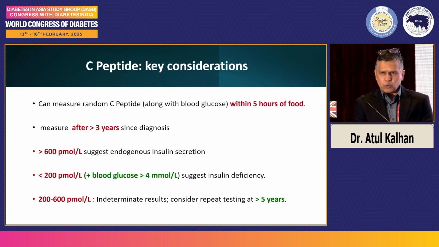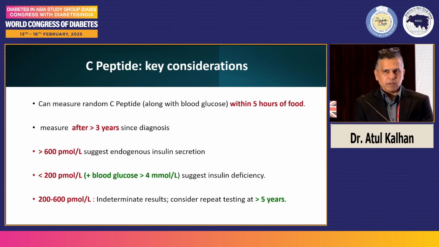Ideally speaking, you should be measuring it after 3 years. In fact, I'll say over 5 years. I've got a patient under my follow-up with autoimmune polyglandular syndrome type 2, Schmidt syndrome. She was having C-peptide positive till around 6 or 7 years post-diagnosis. But overall the consensus is that levels less than 200 picomole per liter suggest insulin deficiency, right?